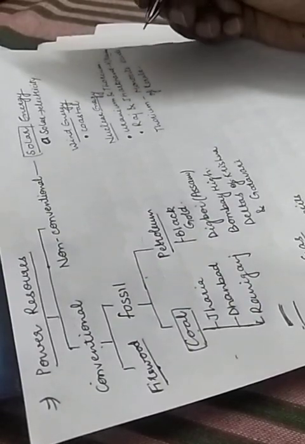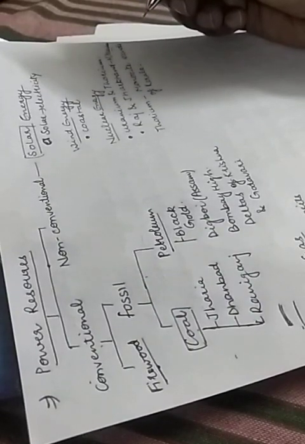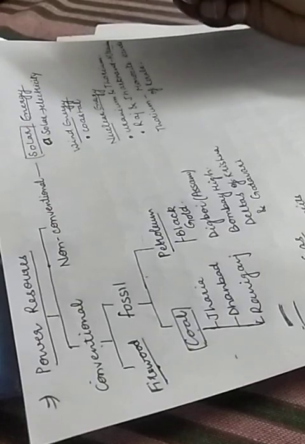Kalpakkam in Tamil Nadu, Tarapur in Maharashtra, Rana Pratap Sagar near Kota in Rajasthan, Narora in Uttar Pradesh, and Kaiga in Karnataka are nuclear power stations.